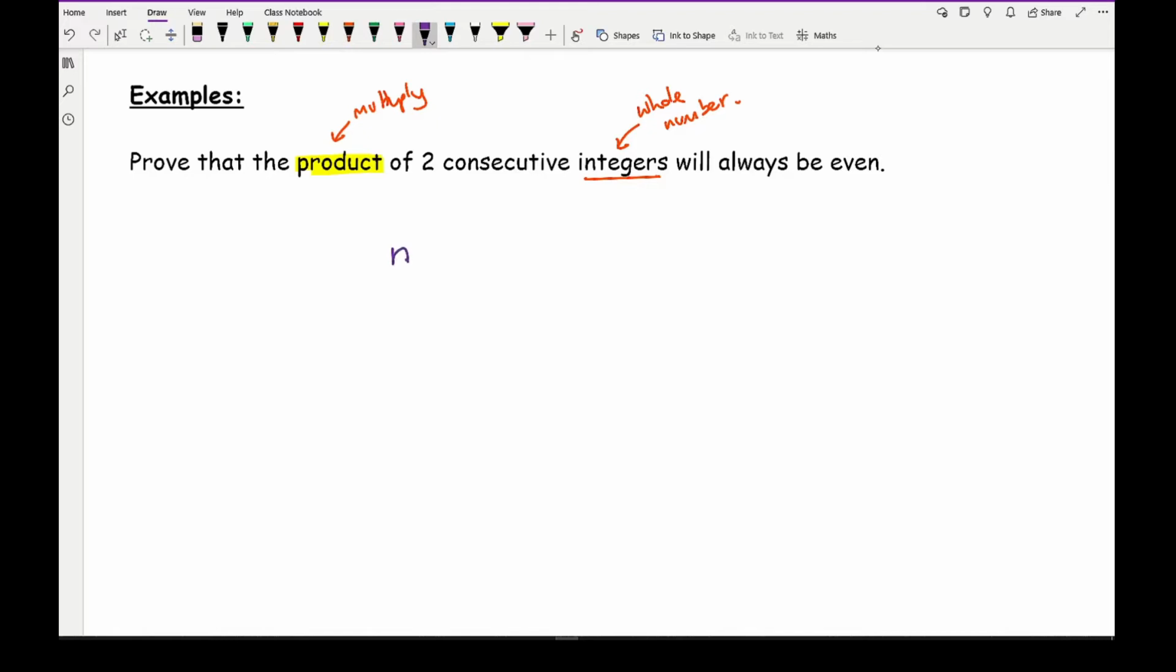So I'm going to start off with n, and the next number would be n plus 1. So whatever number this is, the next number will always be that number plus 1. Now we're looking at the product, so what I'm going to do is multiply those two numbers together. Now using algebra, what we've got is n and then n plus 1. And then from this, we're going to multiply the brackets, so we've got n squared plus n.